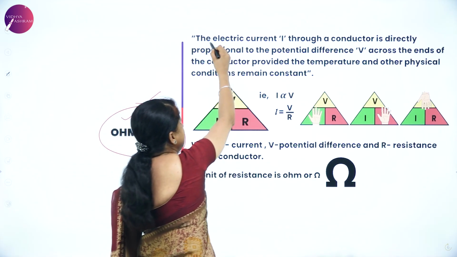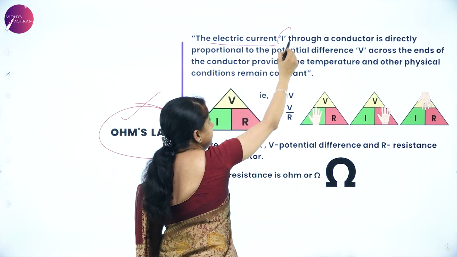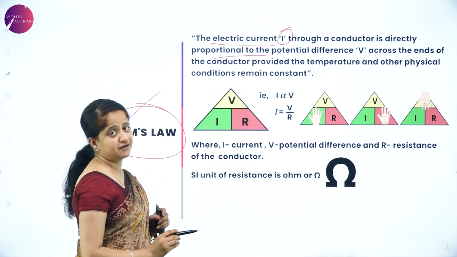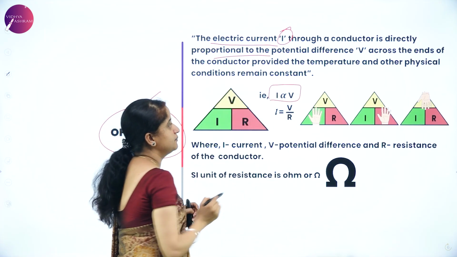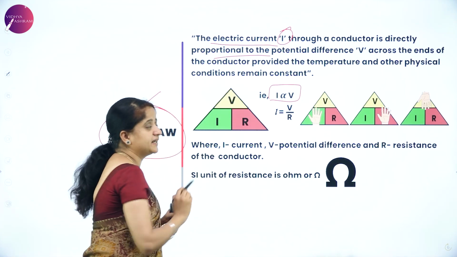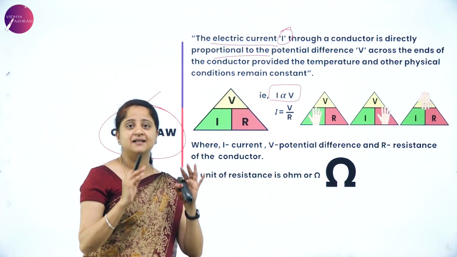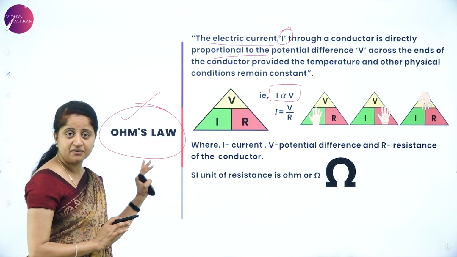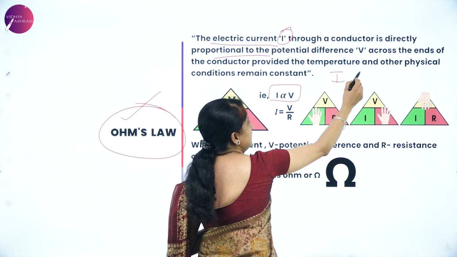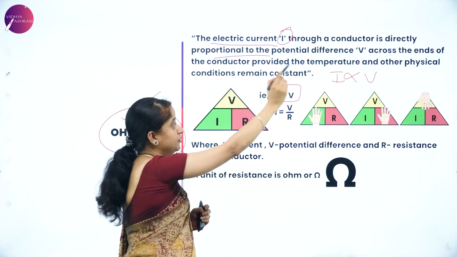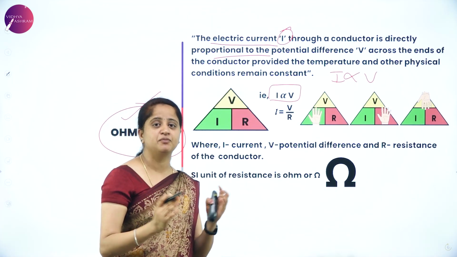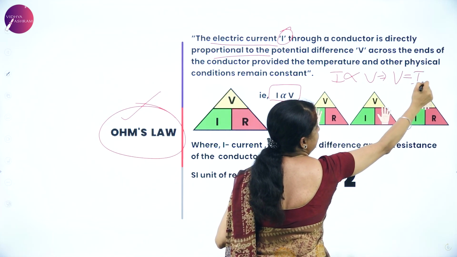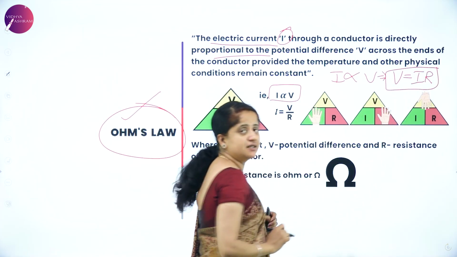It says that the electric current, which is given by I, through a conductor is directly proportional to the potential difference, that is V, across the ends of the conductor, provided the temperature and the other physical conditions remain constant. So in an easy way, we can remember Ohm's law as I is directly proportional to V. The current and the potential across the ends of the conductor are directly proportional to each other. Now, this can also be written as V is equal to I into R, where R is nothing but the resistance.